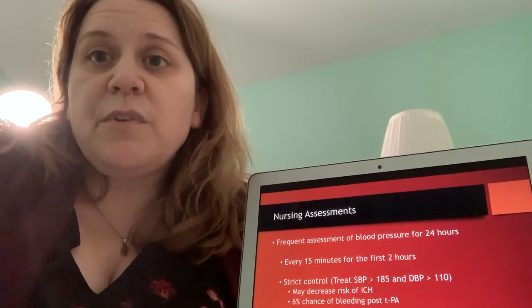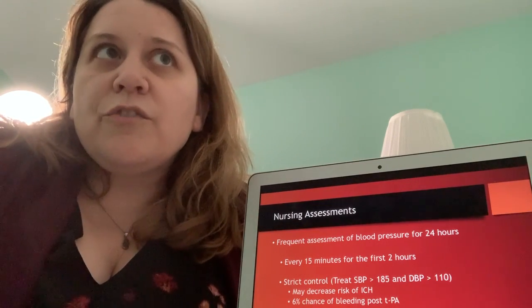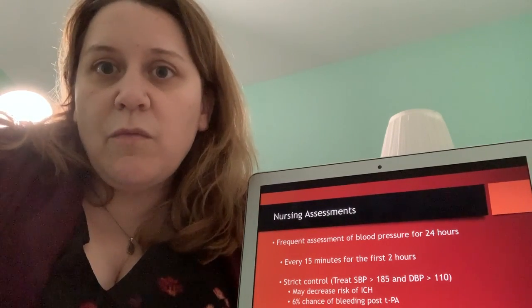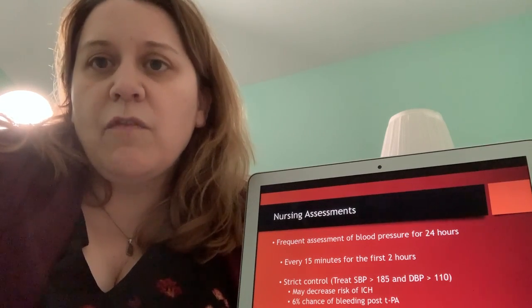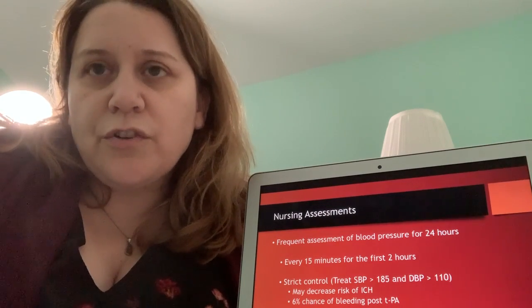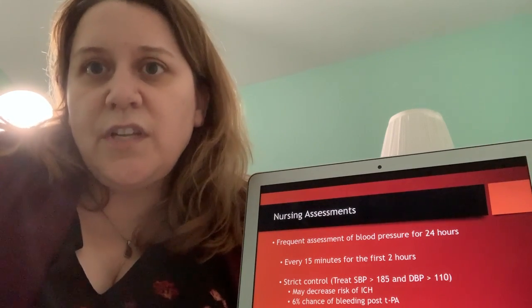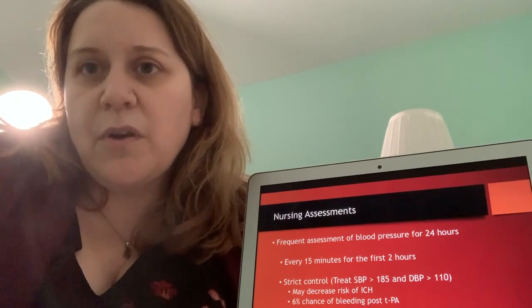Blood pressure needs to be closely managed. Treat for systolic above 185, diastolic above 110. Tight blood pressure control has been shown to decrease the risk of bleeding post-TPA.